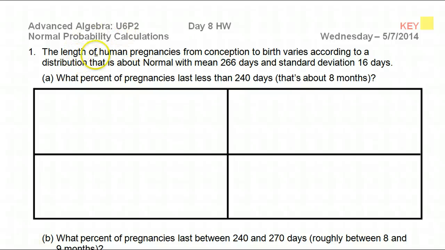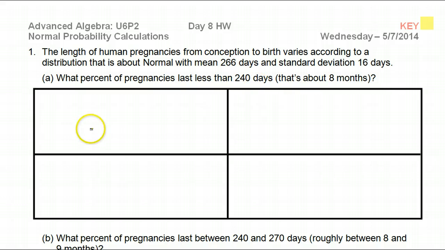Problem number 1. The length of human pregnancies from conception to birth varies according to a distribution that is about normal with a mean of 266 days and a standard deviation of 16 days. Okay, so we're talking about the length of pregnancies. Now, what percent of pregnancies last less than 240 days? Okay, so that's about 8 months. But let's stick to days.